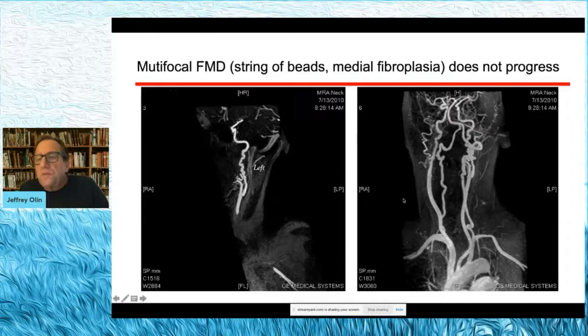So here you can see the string of beads, and you can see it in the vertebral artery. So there's been no progression of this. She really came to see me because her blood pressure was out of control, and she had severe FMD, the renal arteries of which we went on to do angioplasty. And her carotid arteries have remained the same over a period of 50 years now. So carotid artery does not progress as long as you don't have a dissection.